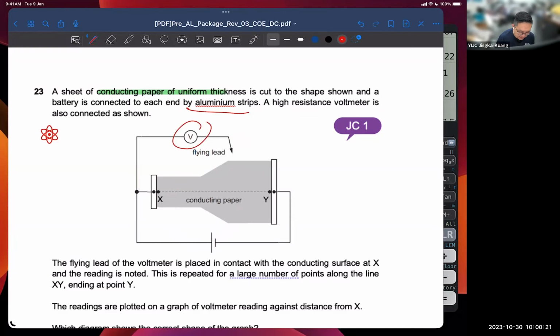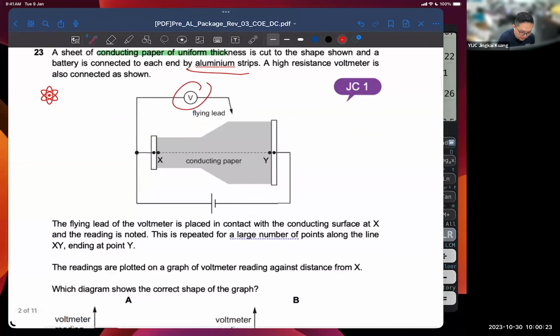Okay, so you can see that this is a path. There's only one path for the current to go. The current will go like this. Okay, current doesn't go through the voltmeter because this has very high resistance, which is what you want. You don't want any of the current to be diverted out of your circuit. Your main circuit is just this here.